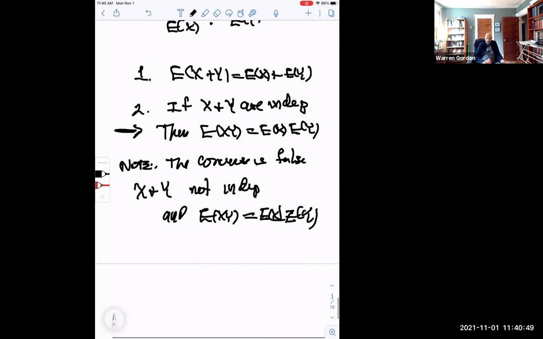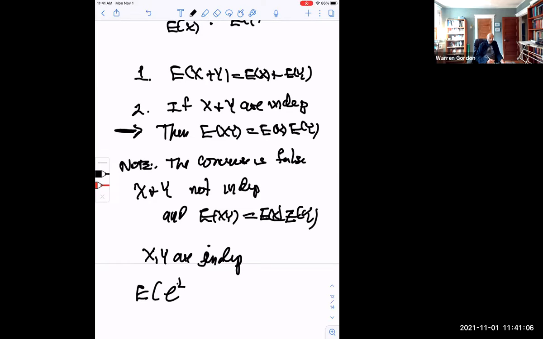By the way, here is one useful example that we're going to use in a couple of days. If X and Y are independent, look at e to the tX, e to the tY. Well, that's a function of these random variables. According to the theorem I proved above, it's equal to the product of individual expectations.